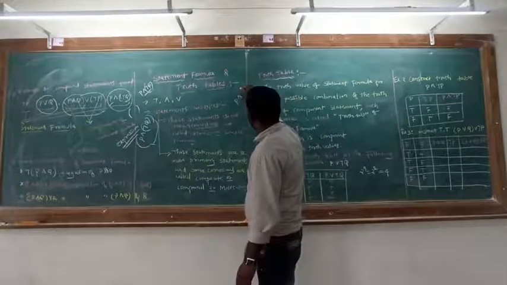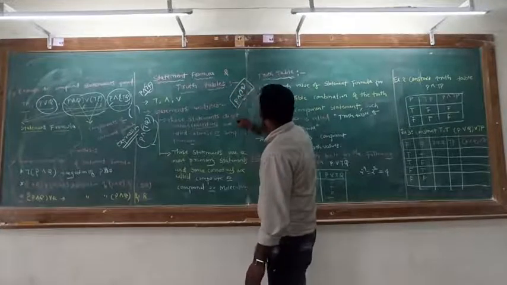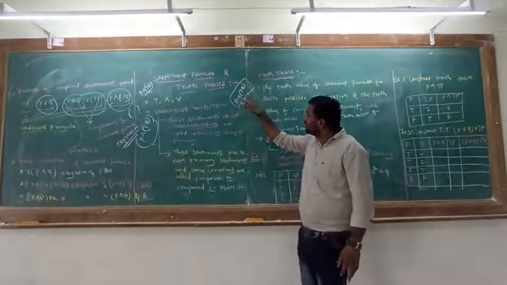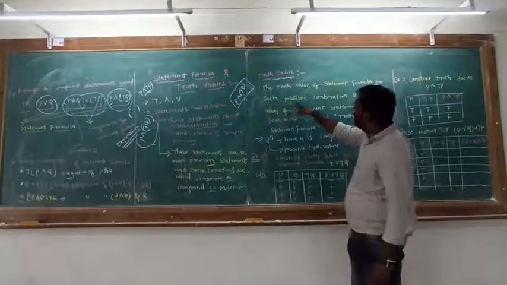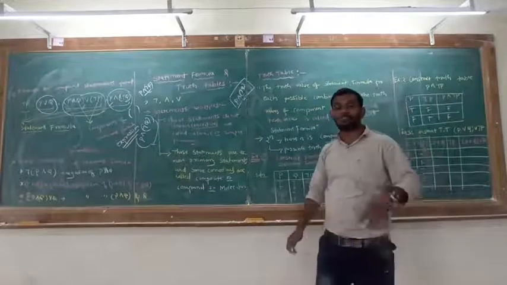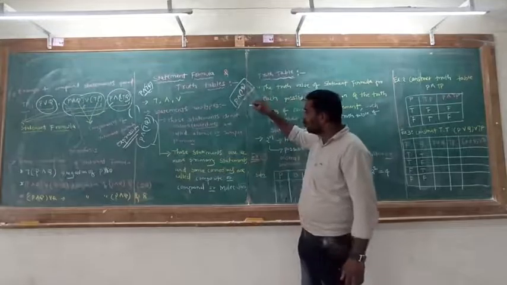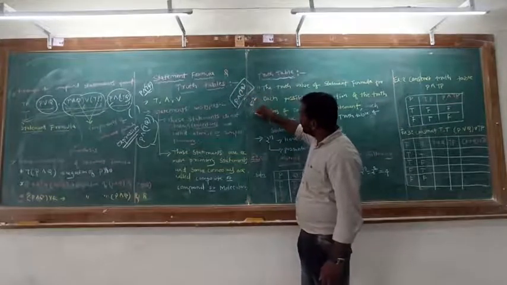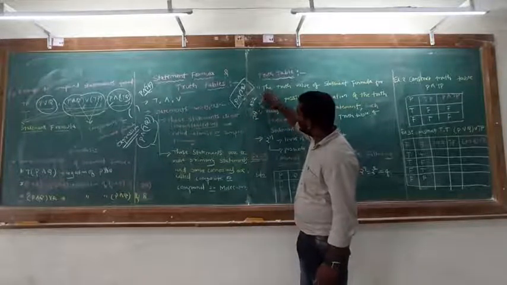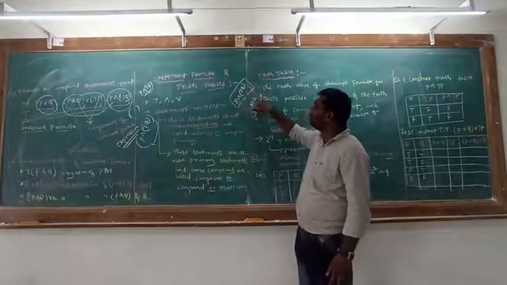Example: P conjunction negation Q. This is one statement formula. The truth value of a statement formula is found for each possible combination of the truth values of its components. Here the number of components is n equal to 2, so 2 raised to n is 2 raised to 2, that is 4. So the number of possible truth values of this statement formula is 4.